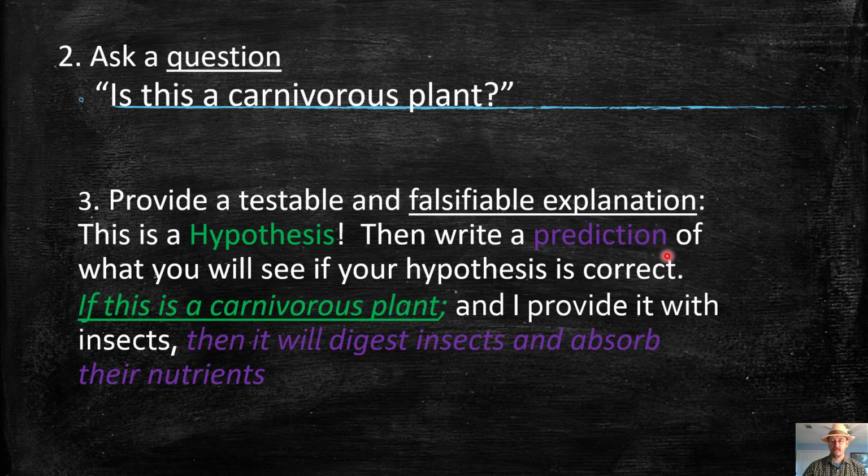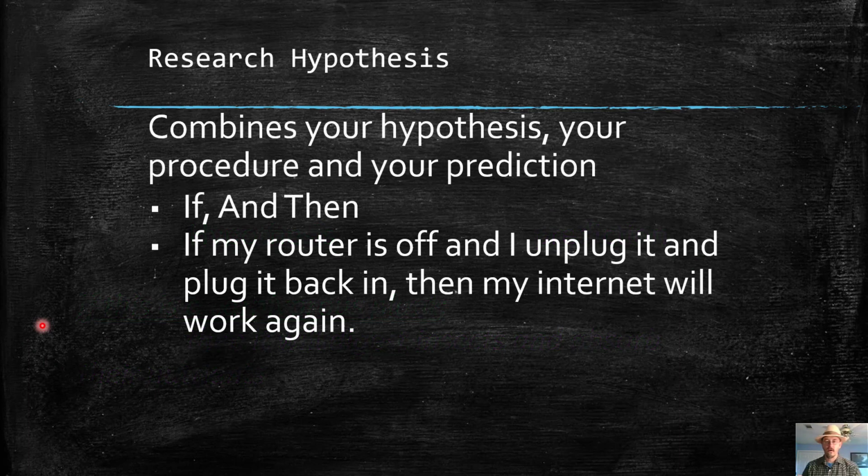So we have, in purple there, a prediction of what will happen. We also have a statement of what we're going to do. We're going to provide it with insects. So a research hypothesis has three basic parts. The first part is your hypothesis, or your explanation. Okay? So if and then, it combines your hypothesis, your procedure, and your prediction. And that's the kind of hypotheses we will write in lab. That's why I'm introducing it here.